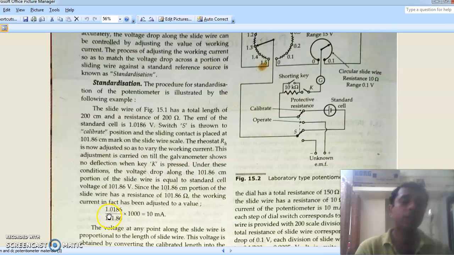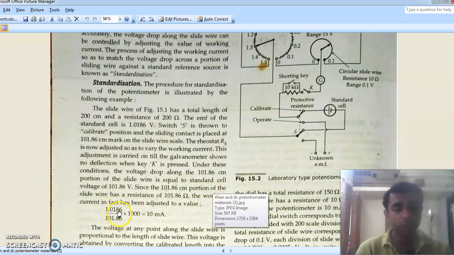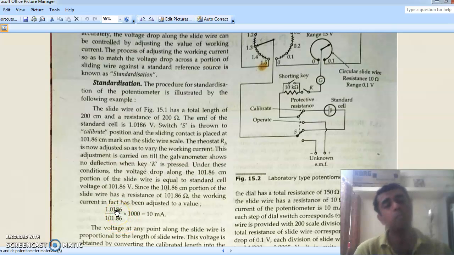So what is so advantageous about setting this 10 milliamps? For 1.0186 volt, we have a length of 101.86, or a resistance of that value. Suppose we have a null deflection at 1.5 volt for some unknown voltage. Then 1.5 volt will correspond to 150 centimeters. 150 centimeters means 150 ohms resistance. That 150 ohm resistance multiplied by 10 milliamps current corresponds to 1.5 volt. So simply knowing the length, we can get the value of the voltage.